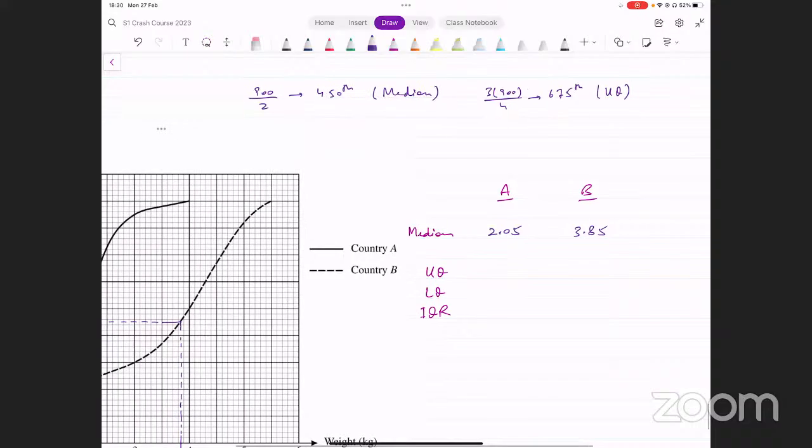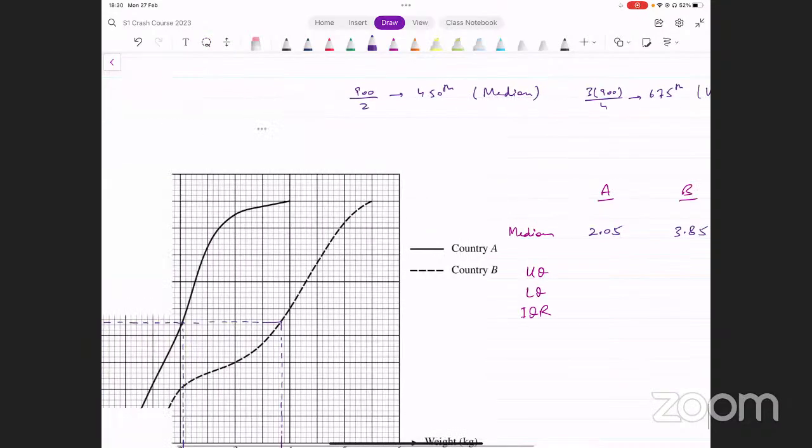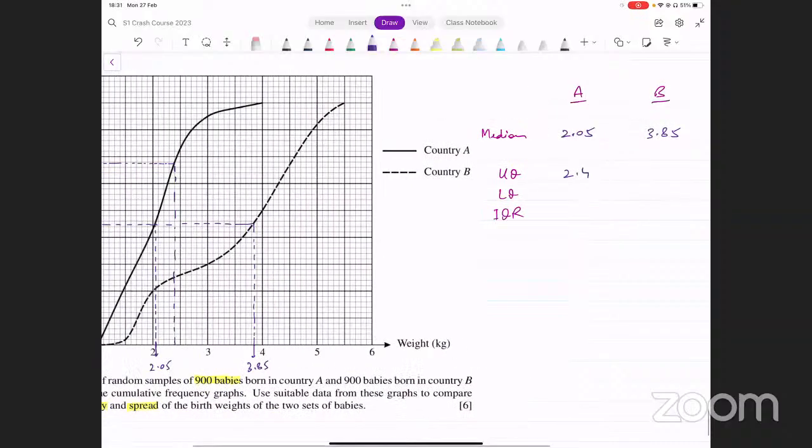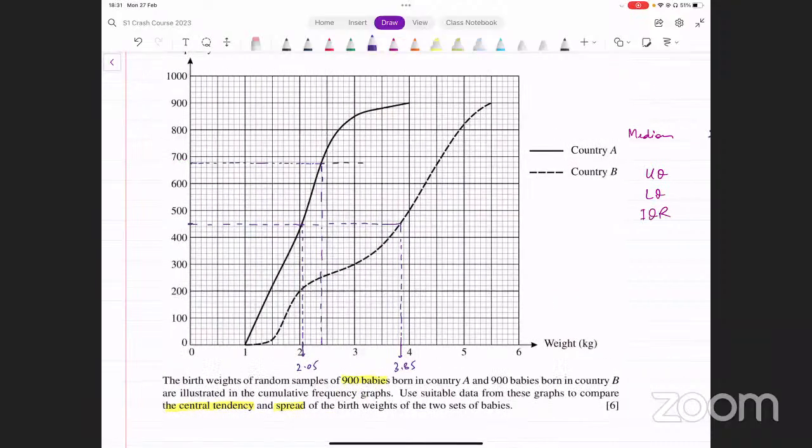So we have the upper quartile, that's going to be at the 675th position. Let's figure that out first. 675 is going to be somewhere here, very close to 680. Let's see what value we have here. This is 2.4. That's the upper quartile that we have for country A. Then for country B, that turns out to be 4.5.